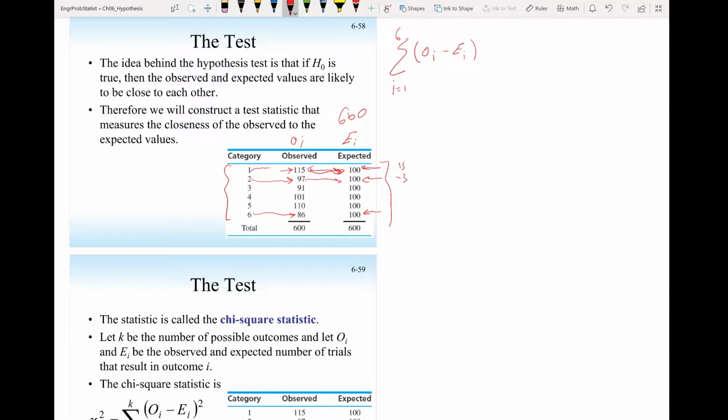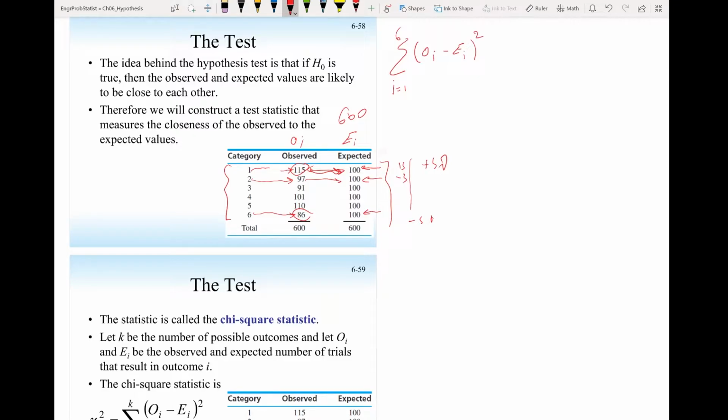Now we have a problem. If I sum these, some of them are positive, some of them negative. I may end up with 0, which tells me basically the observed is exactly like the expected, but that's not the case. I may have here 150 and here only 50. Then here I will have positive 50 and here negative 50. And when I add them, I get 0. Then we're going to say, okay, we can solve this problem. It's easy. We don't need negatives. I will square it. So all the differences will now be positive.